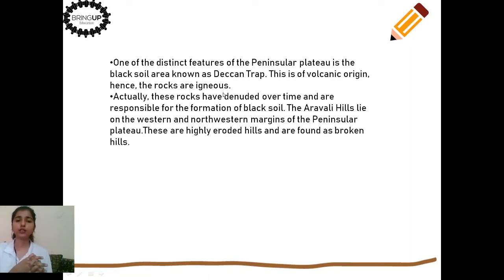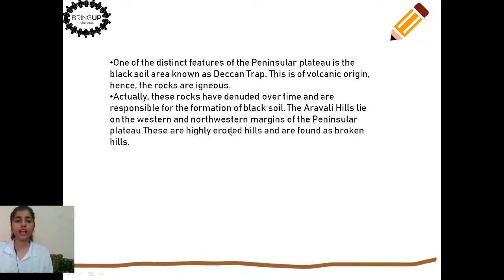Igneous rocks are those which have solidified from lava. Actually, these rocks have denuded over time and are responsible for the formation of black soil. So these rocks have been exposed over a long period of time, and this led to the formation of the black soil. The Aravalli Hills lie on the western and the northwestern margins of the Peninsular Plateau. These are highly eroded hills and are found as broken hills.